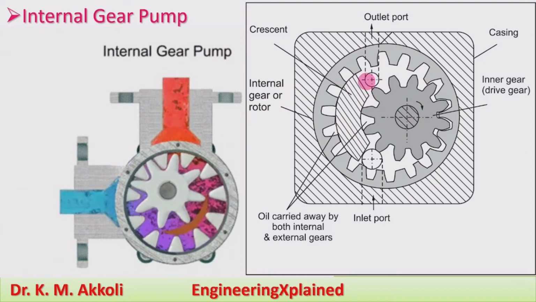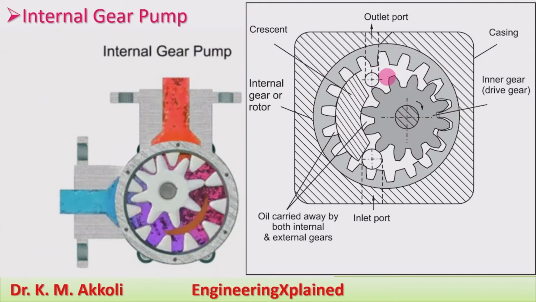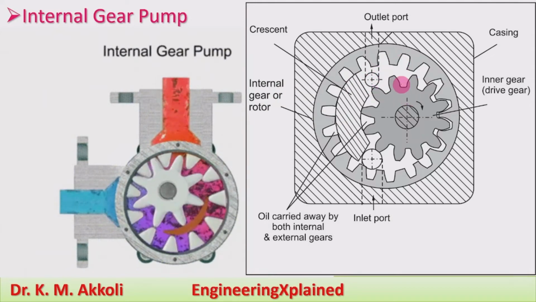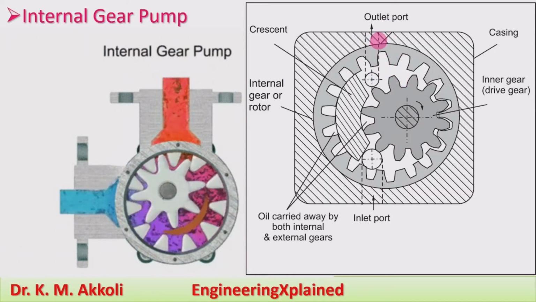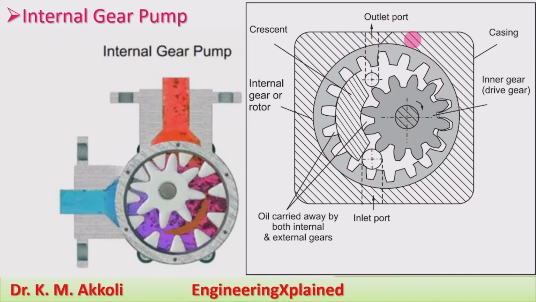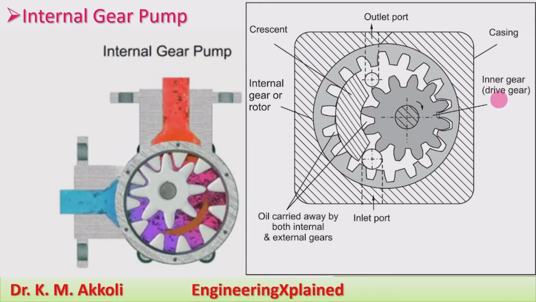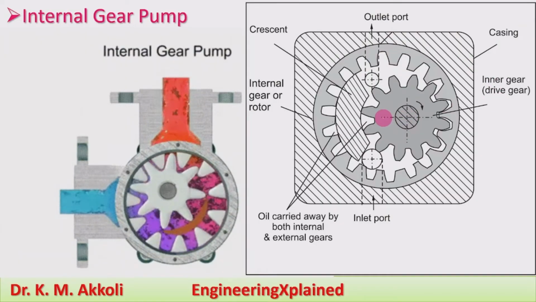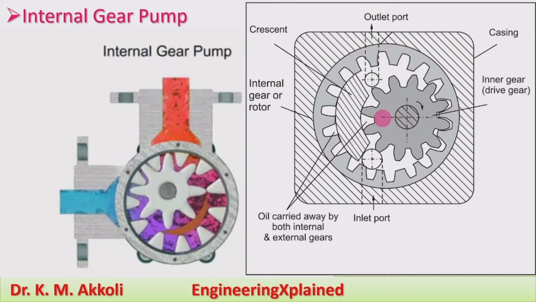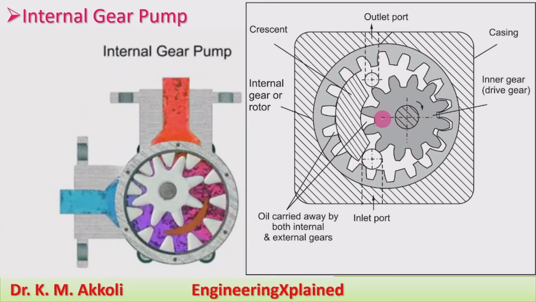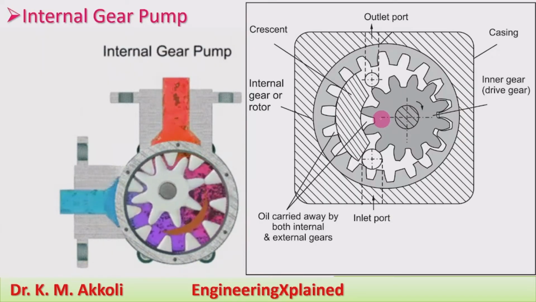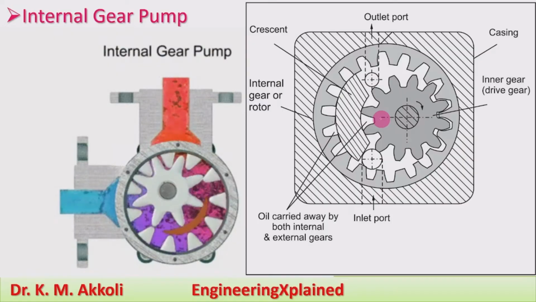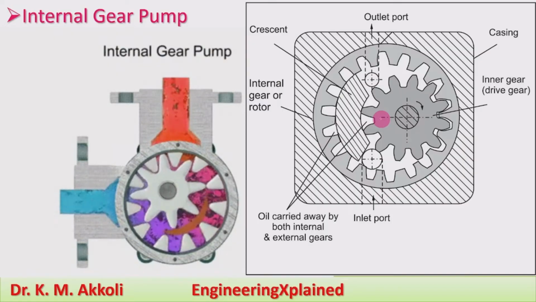And here, whenever the engaging of the gears takes place due to that eccentricity, the flow of the fluid takes place through the outlet line. For that case, the internal gear we are going to use. By using this internal engagement of the gear, the pressurizing or supply of the fluid takes place in the system. That is the internal gear pump.